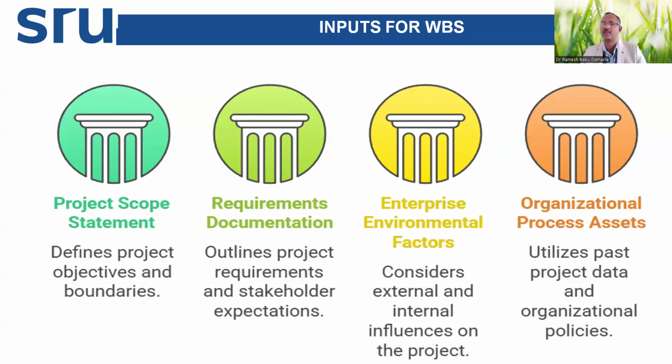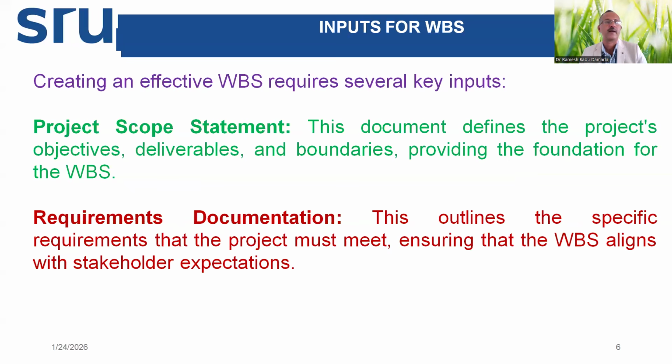Then organizational process assets. Before creating WBS, we need to see the past data and that organization where the project is done, that organization's policies. What kind of policies are there for procurement, maybe for finance release, or for monitoring, or for approvals? We need to see that before creating a WBS. Now let us see in detail about each input.